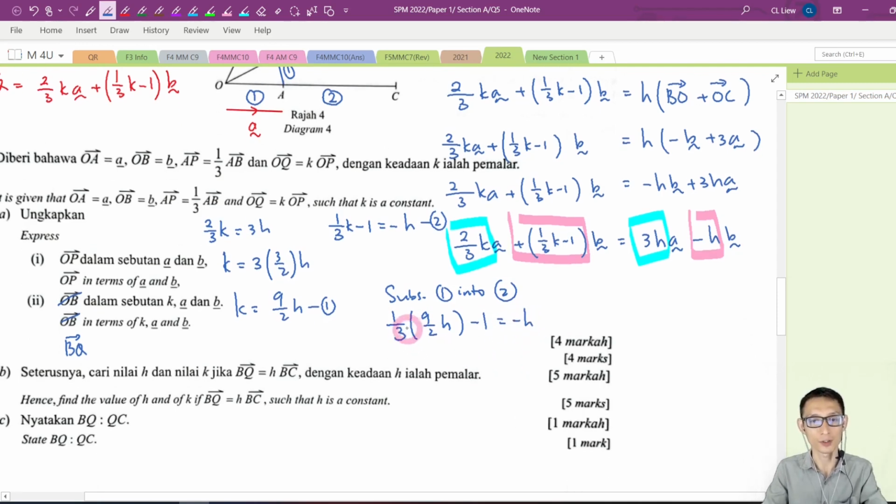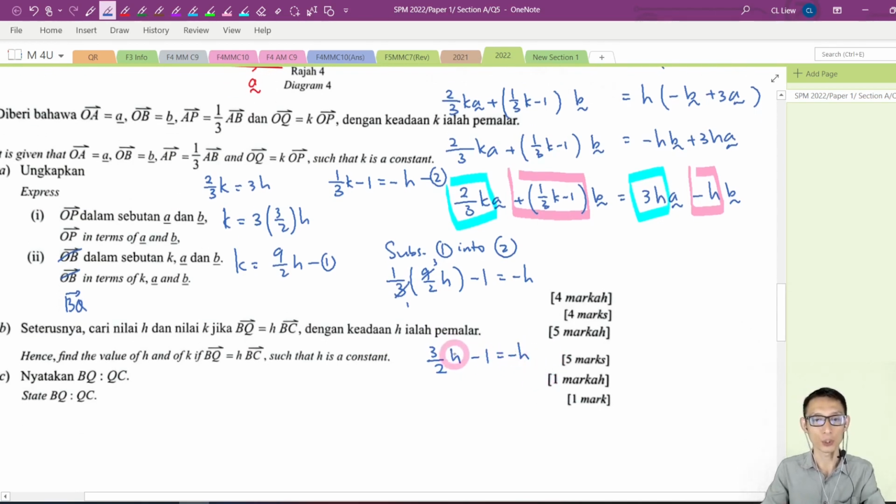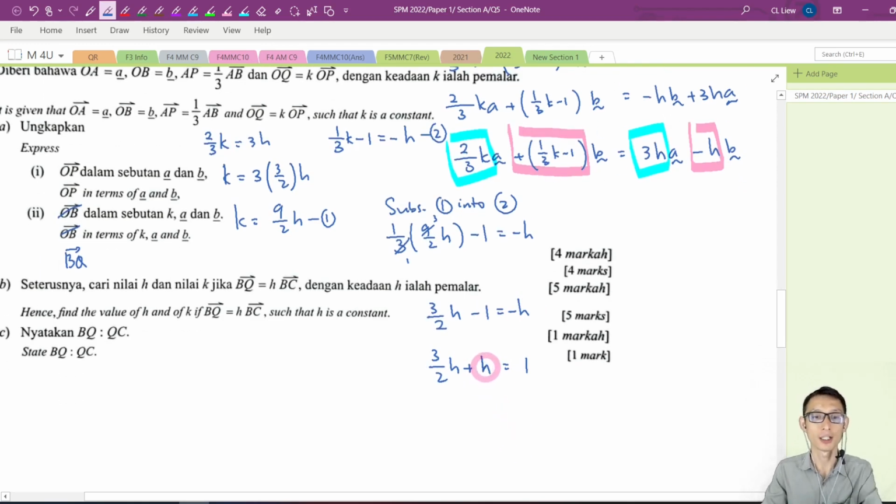Here we can simplify it, divided by 3, divided by 3. So here I will get 3 over 2H minus 1 is equal to negative H. So the negative H, bring to the other side: 3 over 2H plus H is equal to 1. This one you can just press your calculator. It will be 5 over 2H is equal to 1, and H is equal to 2 over 5.